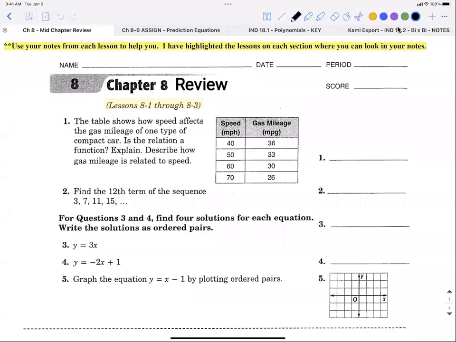I want to go over chapter 8 with you. I want to just talk, I'm not even going to work them all to completion. I'm just going to kind of get your brain going on how you need to do it.